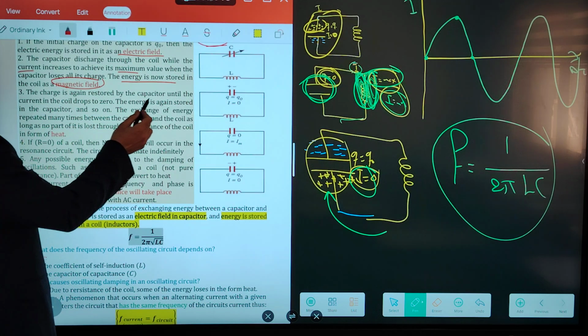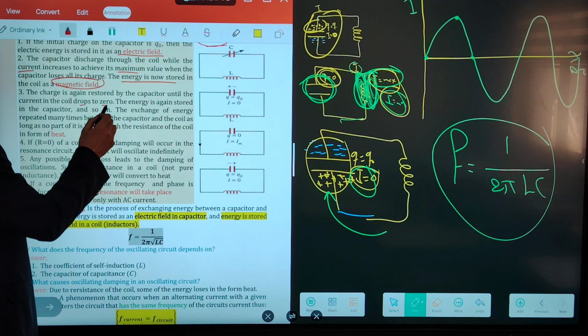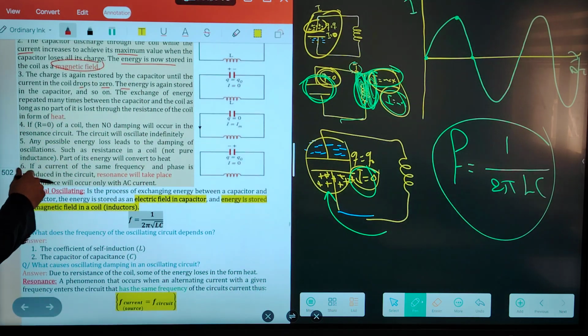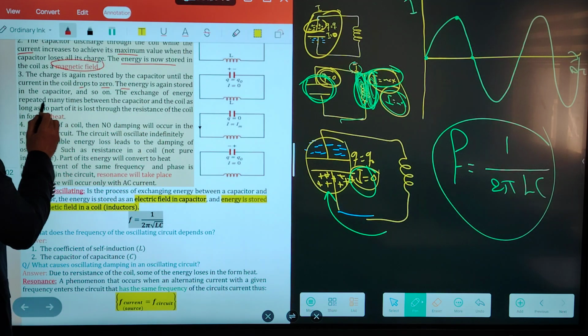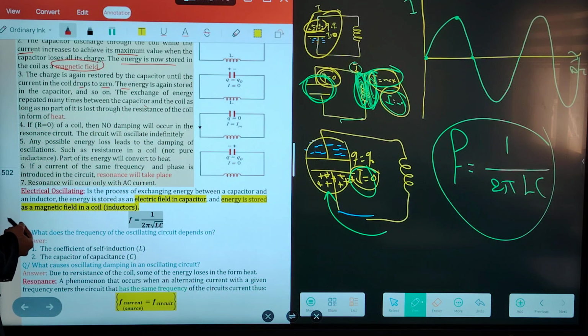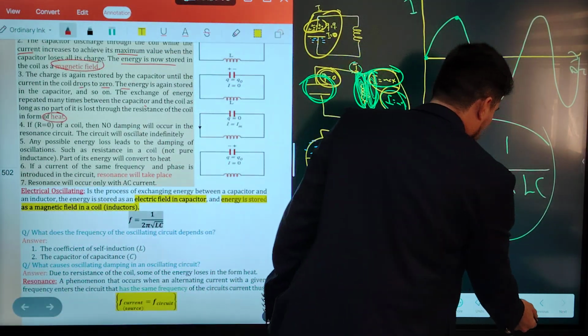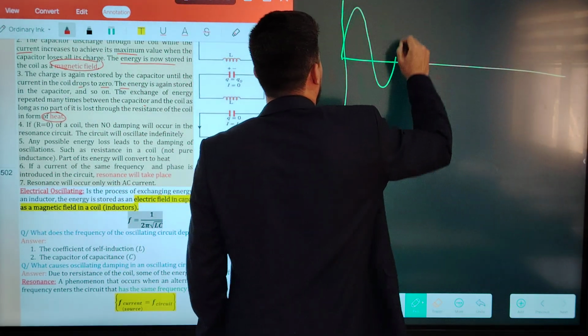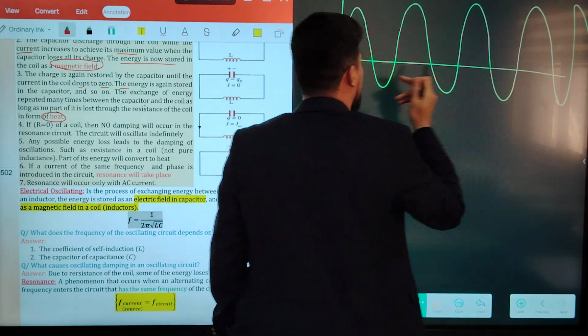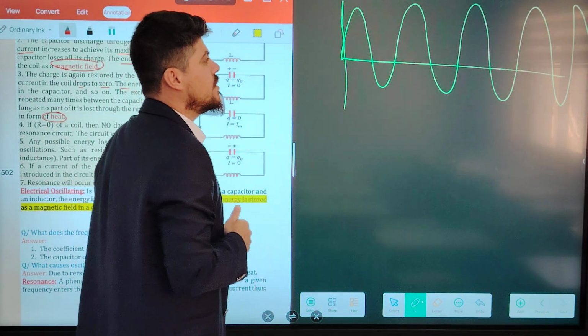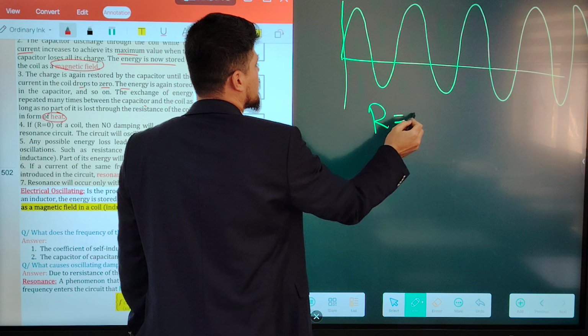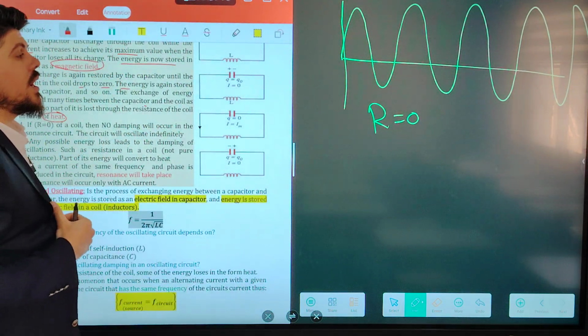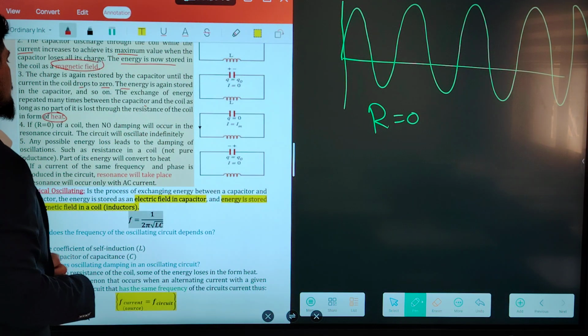The charge is again stored by the capacitor until the current in the coil drops to zero. The energy is again stored in the capacitor, and so on. The energy exchange repeats many times between capacitor and coil, as long as no part of it is lost through the resistance of the coil as heat. Guys, if the coil is pure, this oscillation will continue forever when the resistance of the coil is equal to what? Zero. When the inductance is a pure inductance, okay?